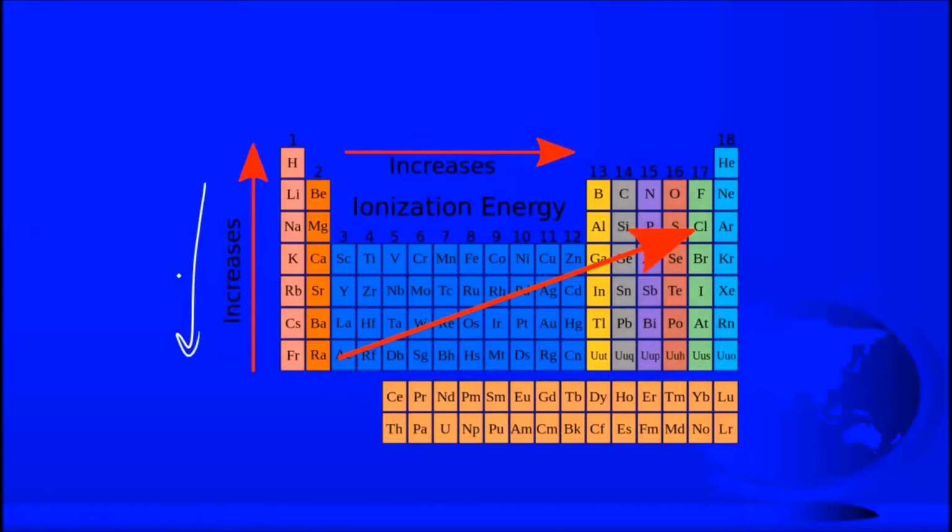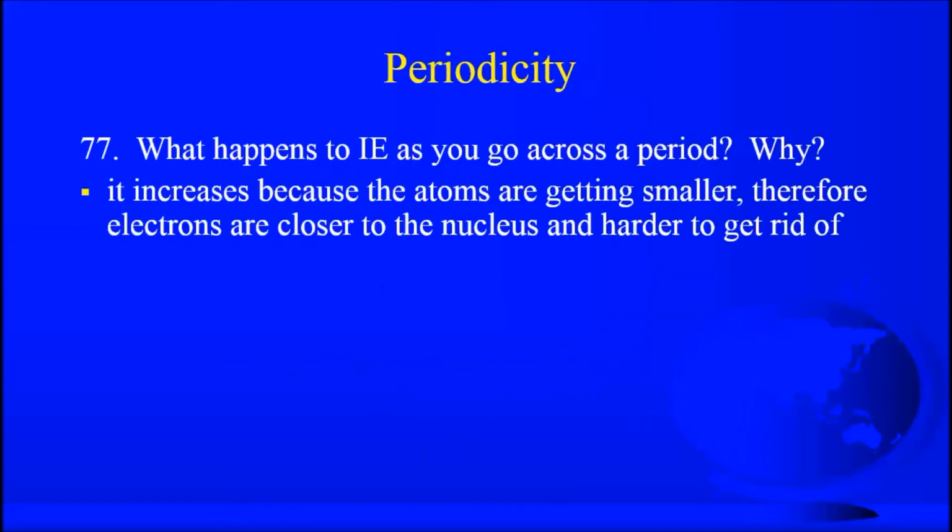So, atomic radius increases as you go down. Ionization energy increases as you go up. Atomic radius decreases as you go from left to right. Ionization energy will increase. Atomic radius decreases as you go from left to right, up. Ionization energy will increase. Complete and utter opposites. Here is the explanation.